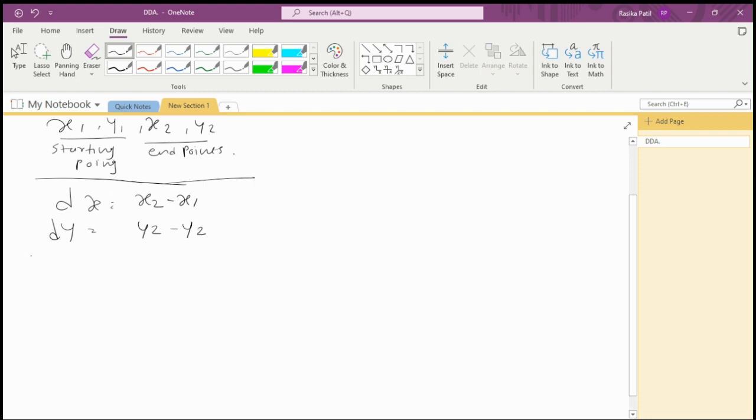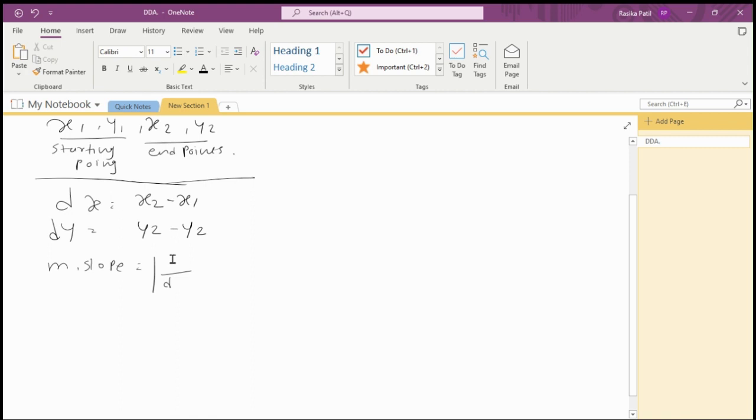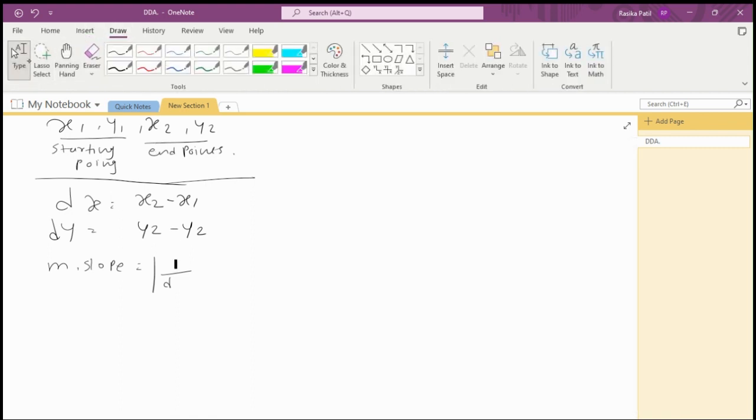Then the next step is m, which is our slope. So slope is equal to dy upon dx, which is y2 minus y1 upon x2 minus x1.